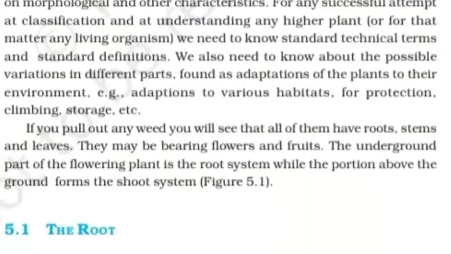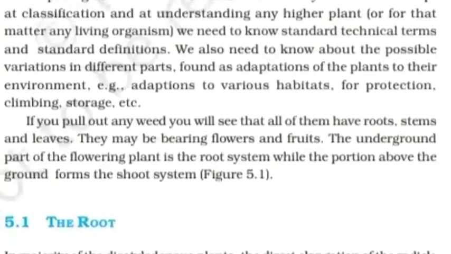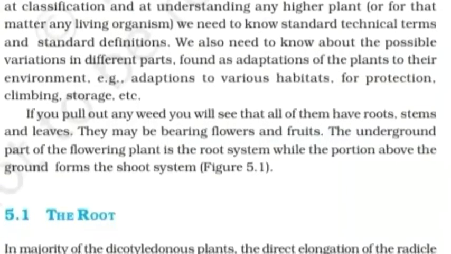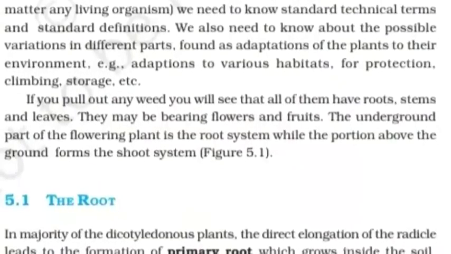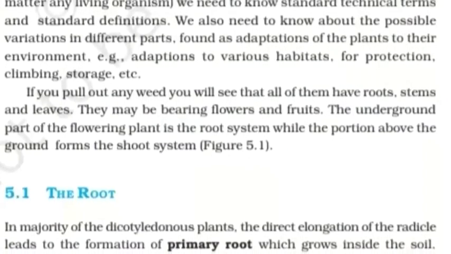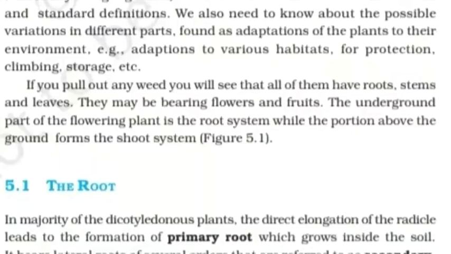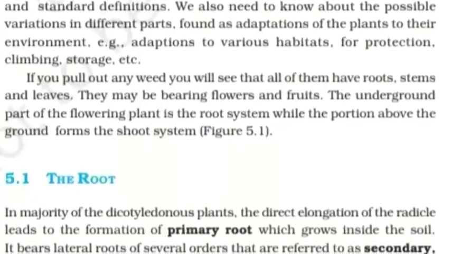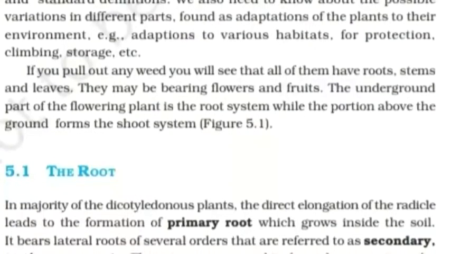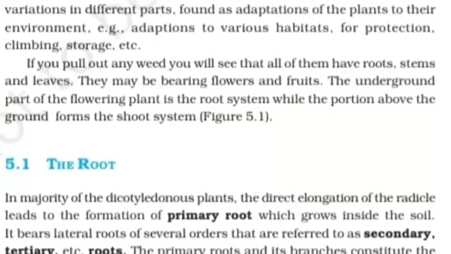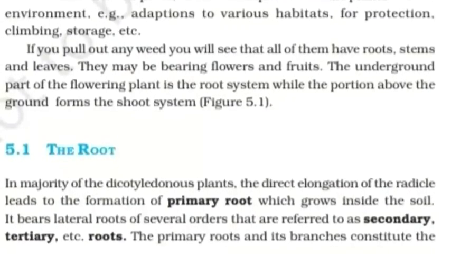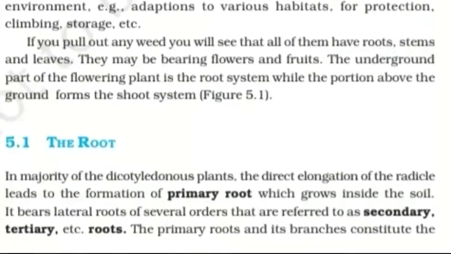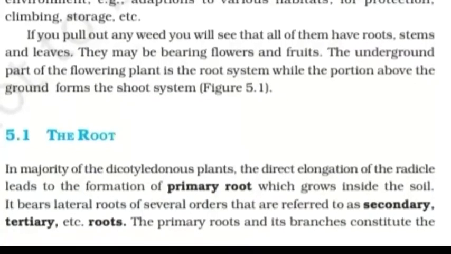If you pull out any weeds, you will see that all of them have roots, stems and leaves. They may be bearing flowers and fruits. The underground part of the flowering plant is the root system, while the portion above the ground forms the shoot system.